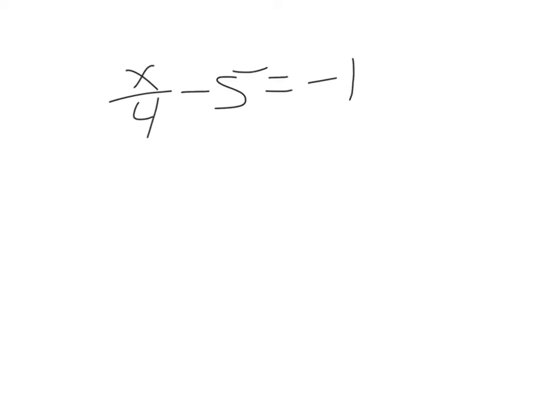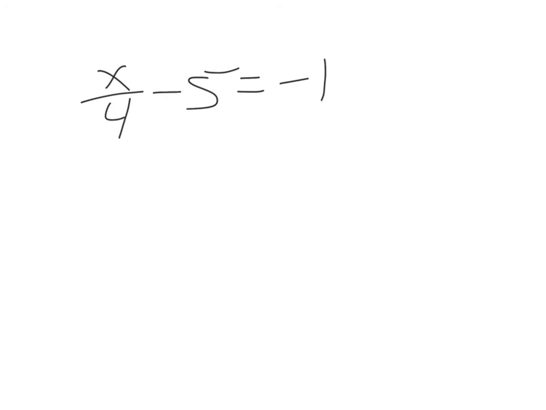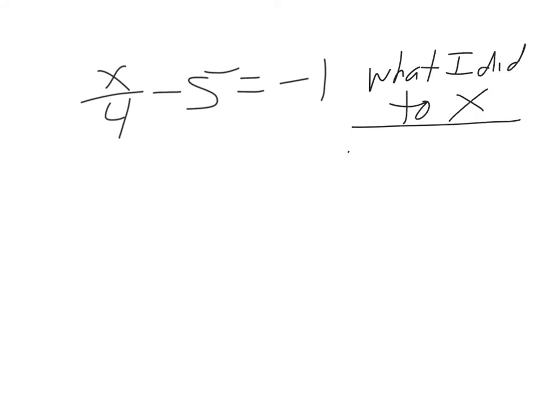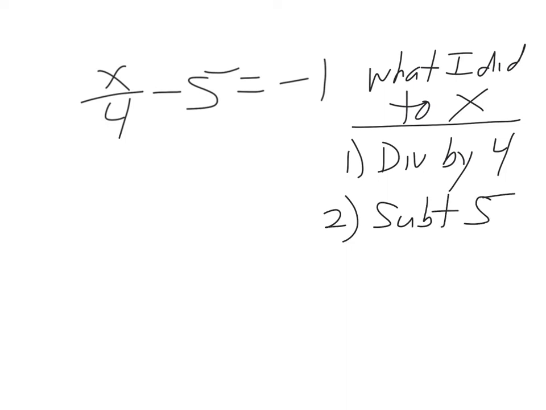Okay, let's see. Let's move that over a little bit. What I did to x. So the first thing I would have done to x is this time I divided it by 4. Because if you look at this, the first thing I did was I divided by 4. Then the second thing I did was I subtracted 5. And so now if I do this properly, I'm going to undo what I had done.